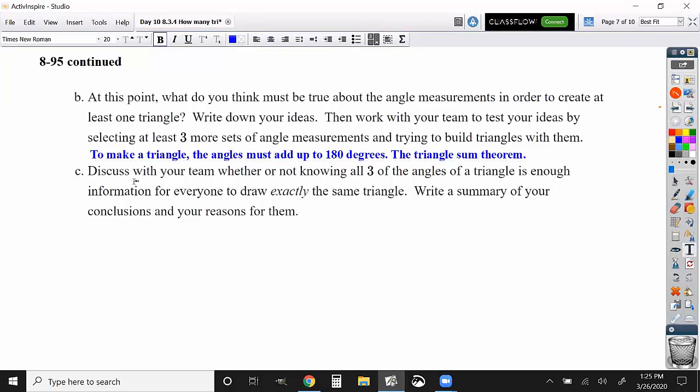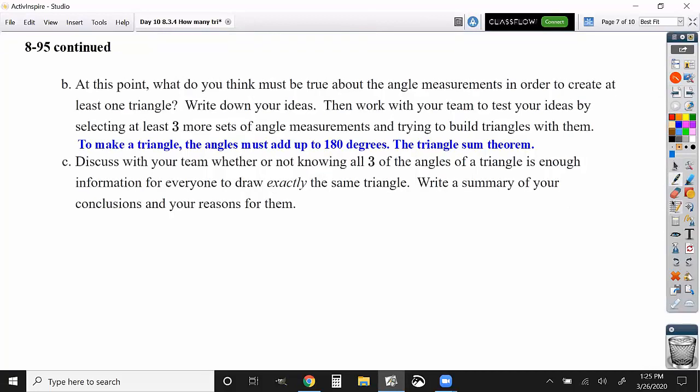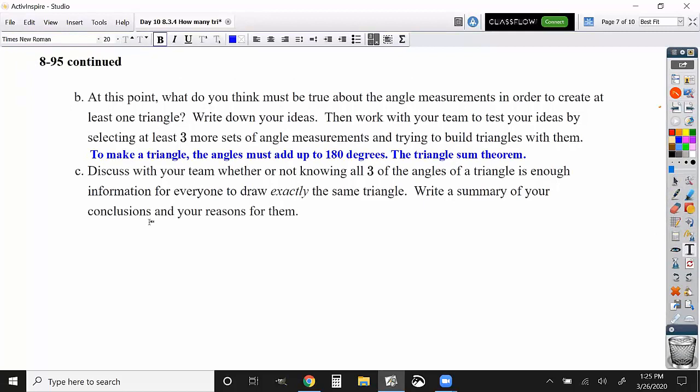Problem C, discuss with your team whether or not knowing 3 angles of a triangle is enough information for everyone to draw exactly the same triangle. So I could say right now, without a doubt, because I was able to draw different triangles, knowing 3 angles of a triangle is not enough to draw a unique triangle.